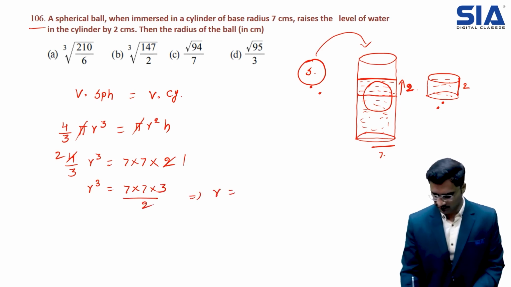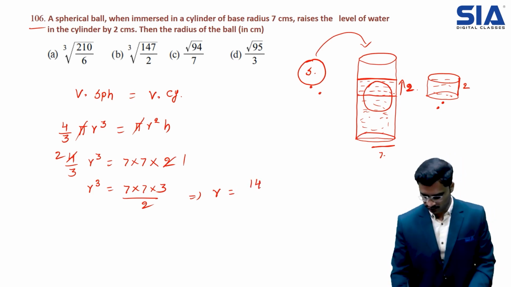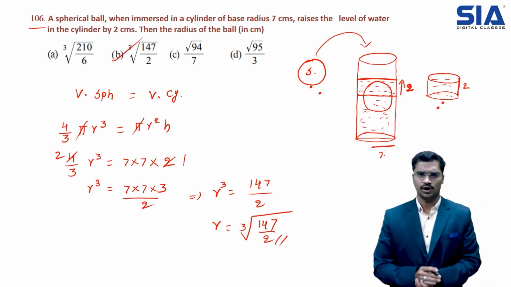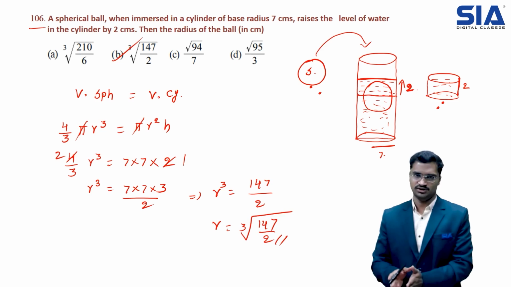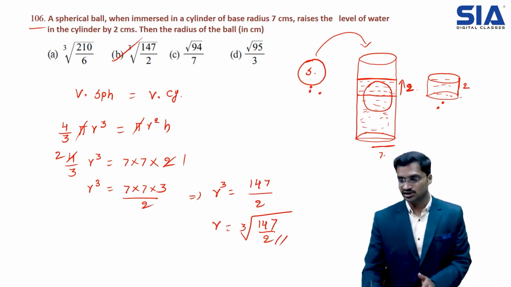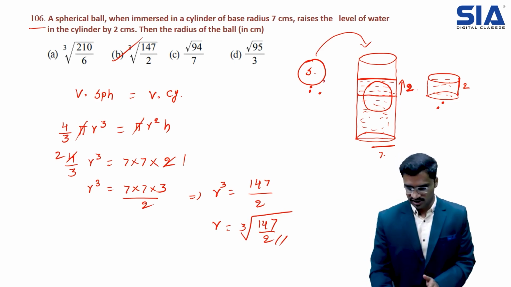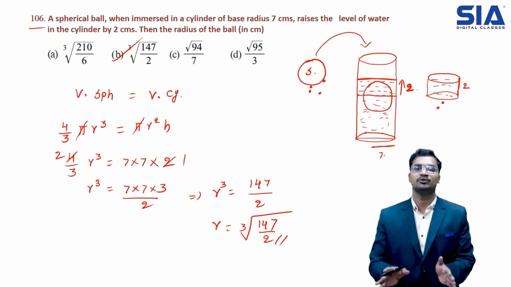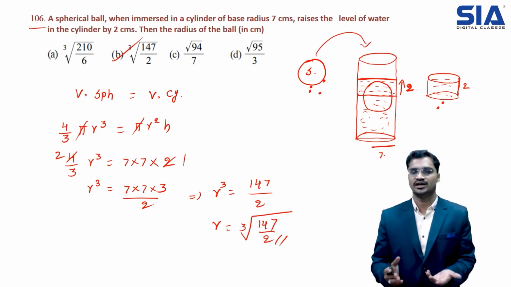So then the value of r is what? r cube is 147 by 2. Then the value of r is the cube root of 147 by 2, which is option P. Okay. Now you should think of this question in such a way that after insertion of this sphere, the volume is increasing. So the volume of the sphere and the volume of the cylinder both are equal. I have to equate the volumes, then I get the radius of the sphere.